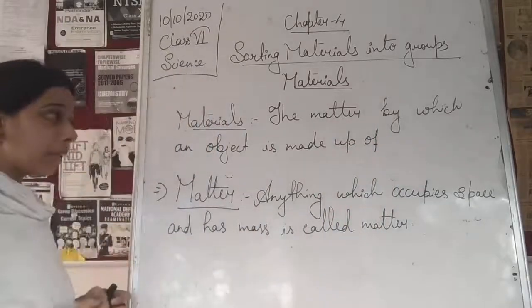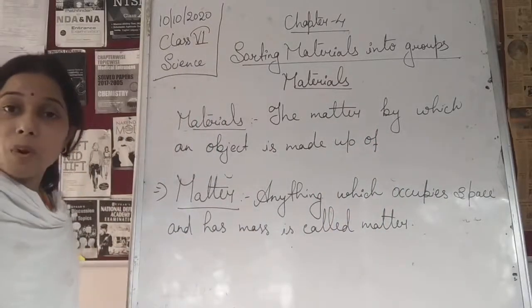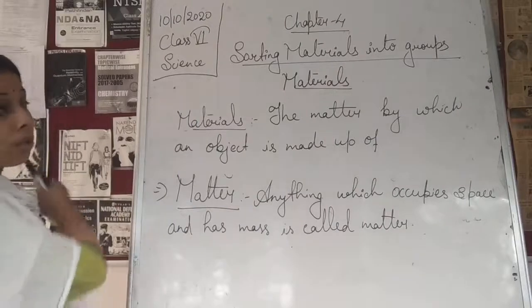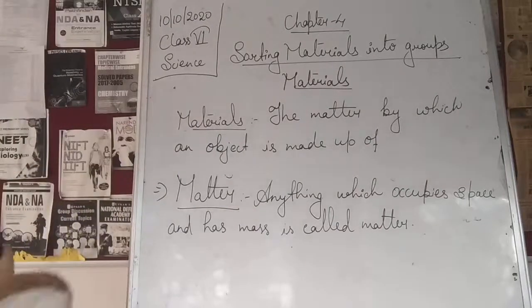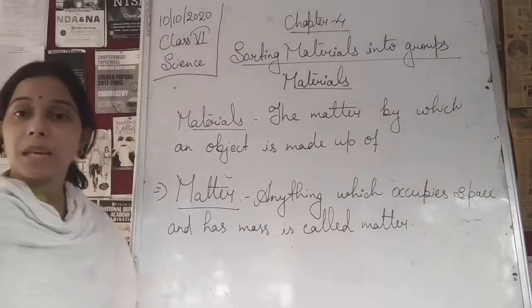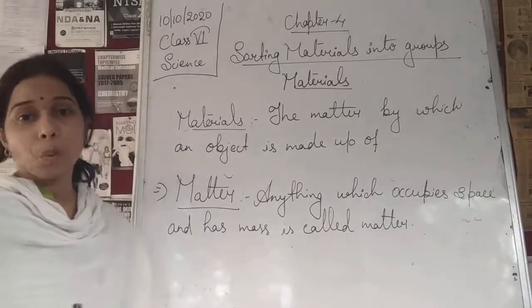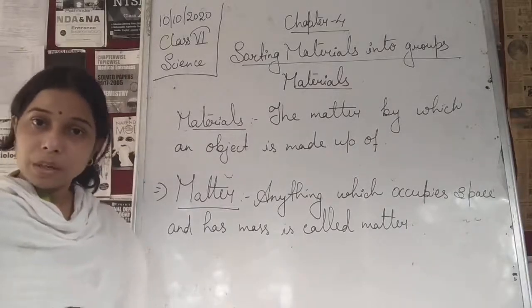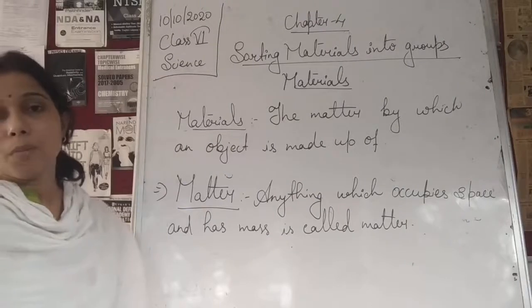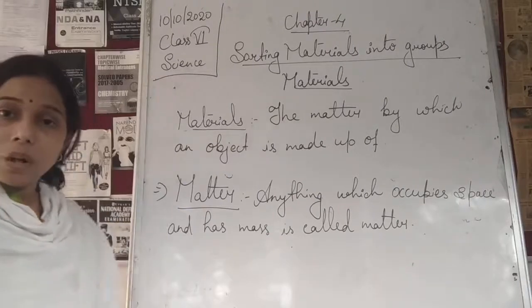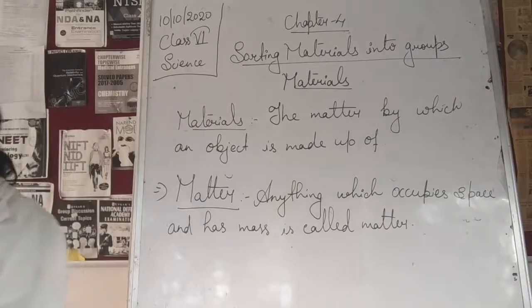Okay, so the matter by which an object is made up of is known as a material. You see, all the objects are made up of one or more kinds of material. Okay, it can be one material, it can be more than one material. So every object is made up of a material.